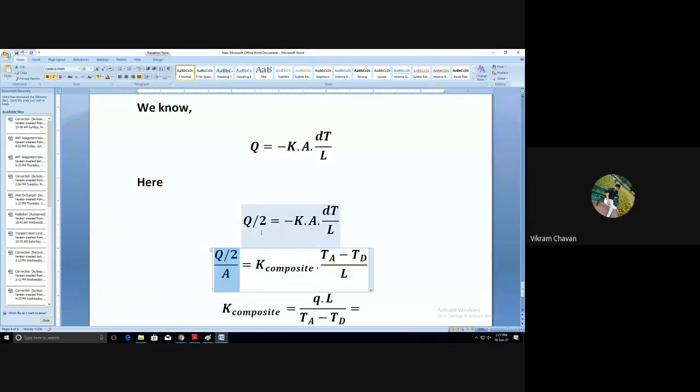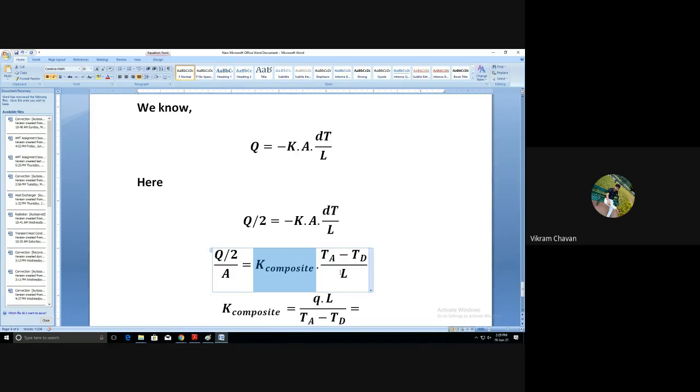Q by 2 divided by A is nothing but heat flux. After taking this, we have to calculate the K composite, meaning the thermal conductivity of a composite wall. Different materials we are considering, but the thermal conductivity of the combined wall will be considered as K composite multiplied by the overall temperature difference Ta minus Td divided by L.